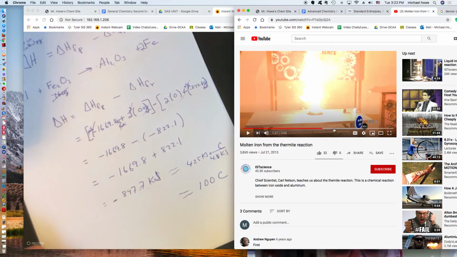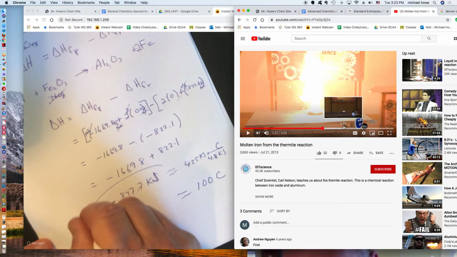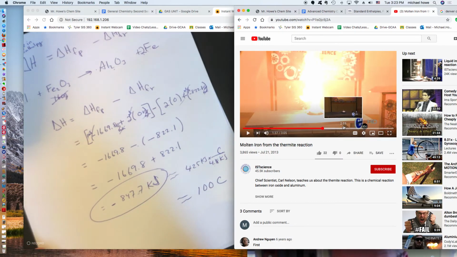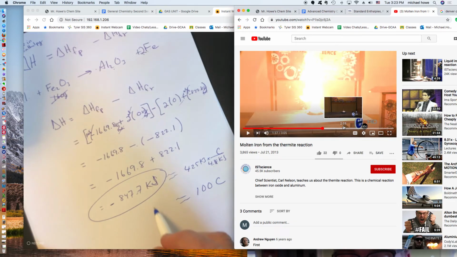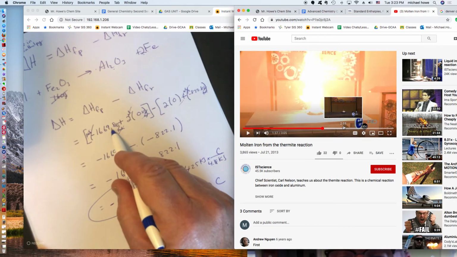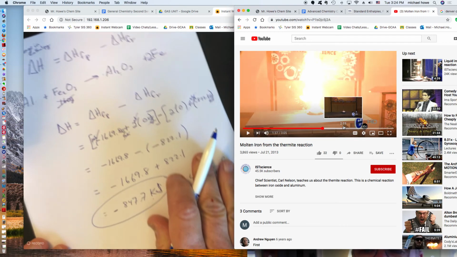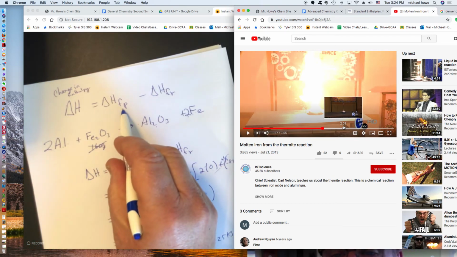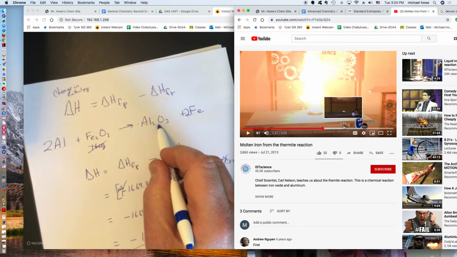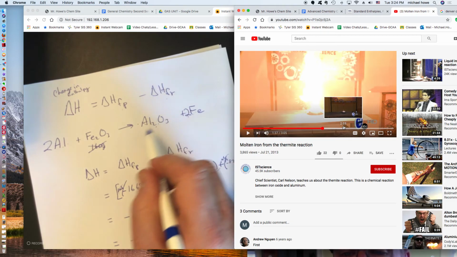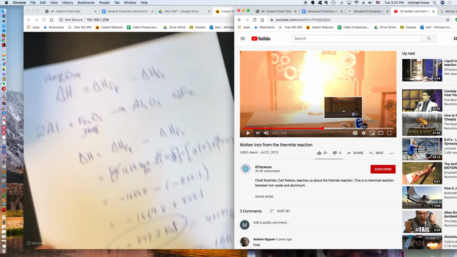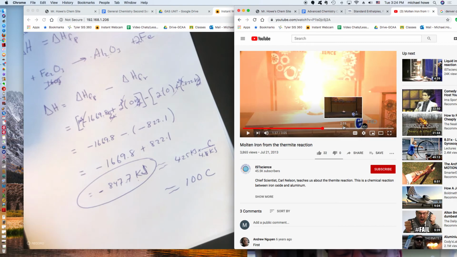All right, so this is how you calculate the heat change for a chemical reaction by using heats of formation. It's very simple. It's just products minus reactants. You add up all the heats of formation of the products and subtract the heats of formation of the reactants. That gives you the answer.